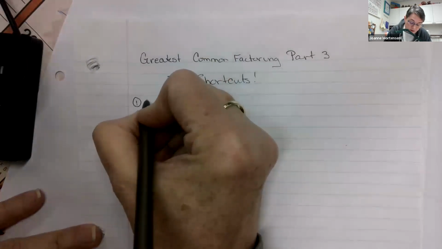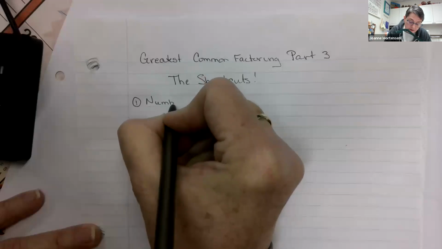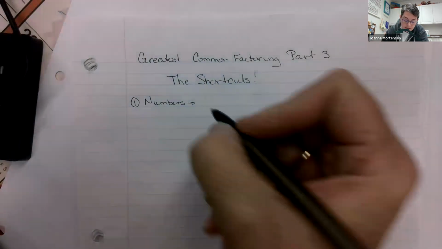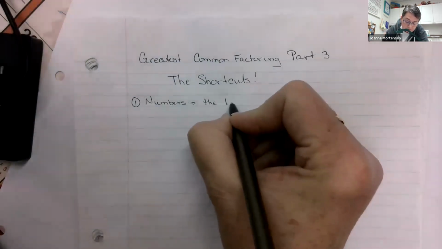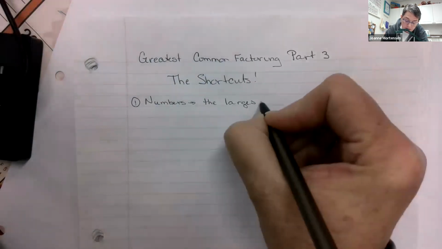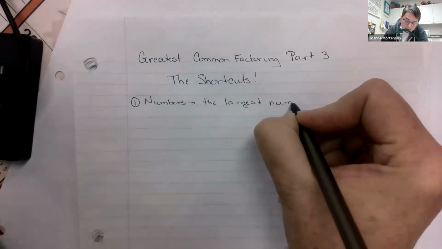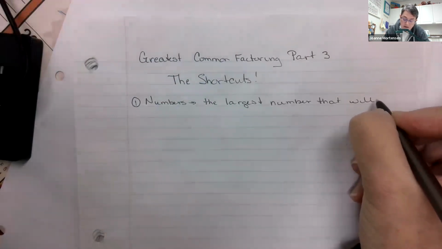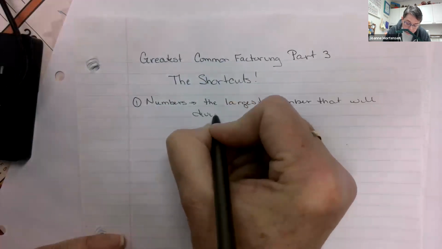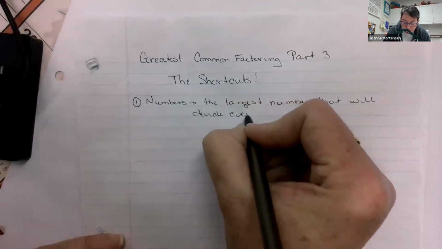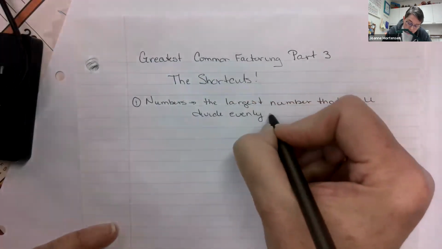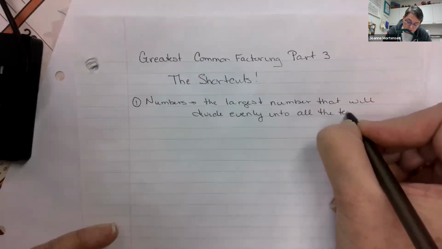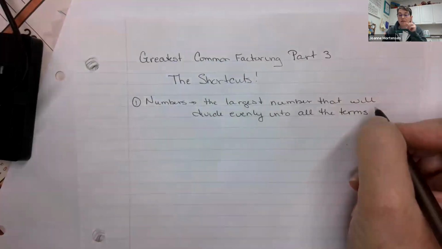So for the numbers, or the coefficients, I guess I should say, but I already wrote numbers. It's the largest number that will divide evenly into all the terms. I never say that, but I always mean evenly. It's the first thing you gotta memorize.